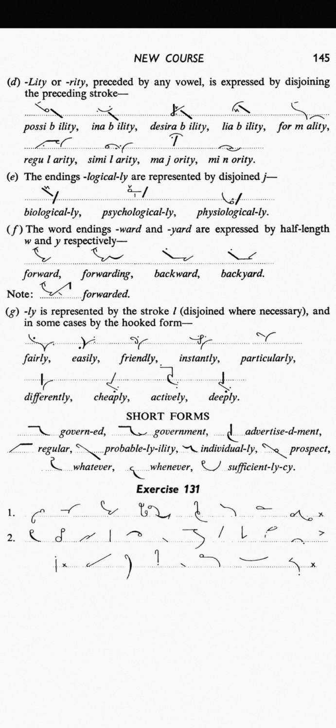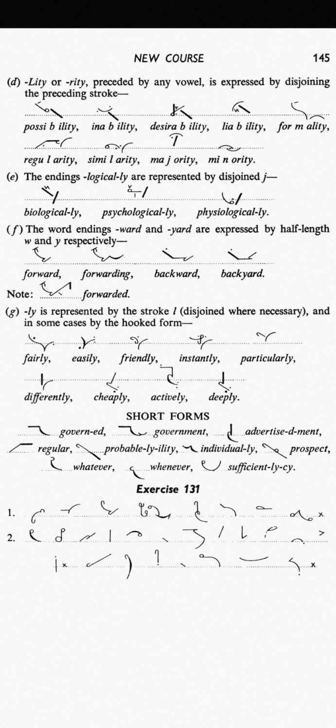Next is minority, M stroke on the line, light dot on the third place of M after it, and stroke disjoined here for the sake of rity. Next is the endings logical or logically are represented by disjoined J.